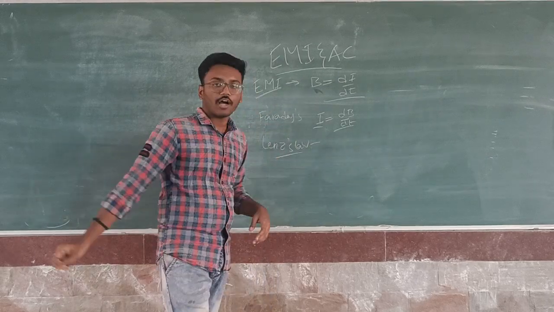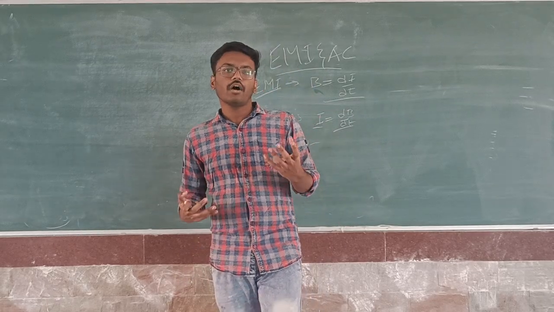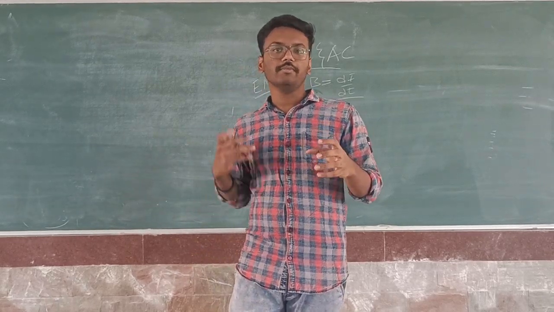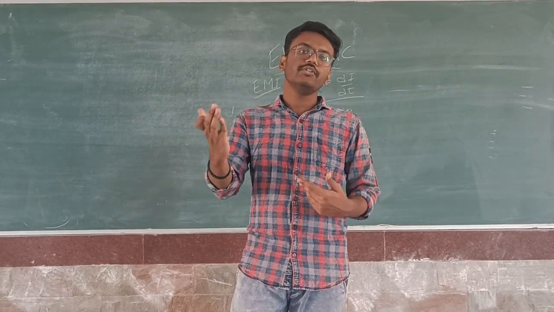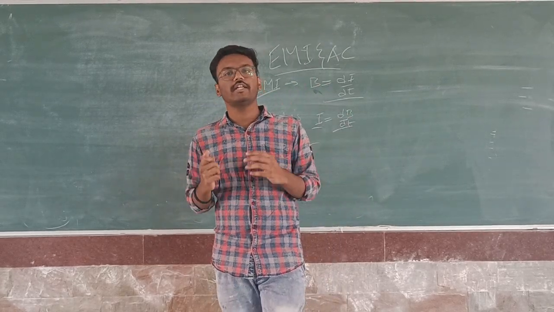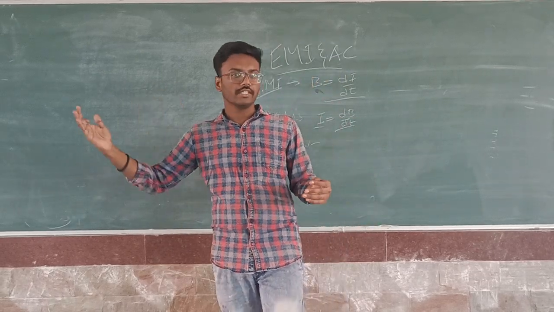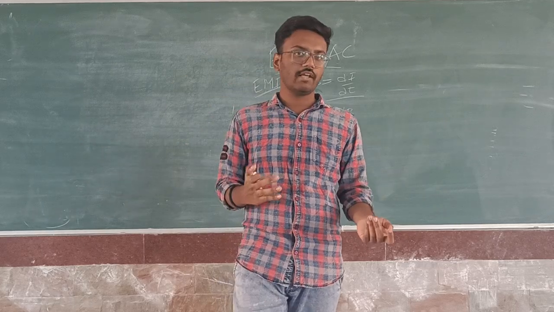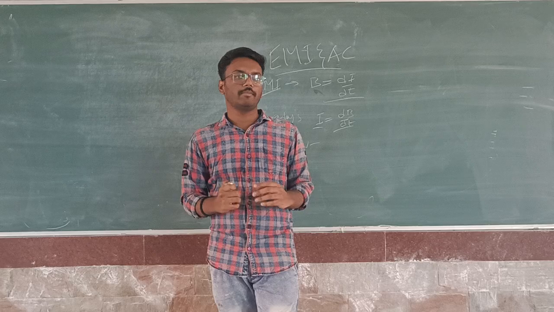It says how the direction of the current in the circuit is determined: the induced current will always oppose the change producing the induced EMF. Why should it oppose? Because of the conservation of energy. Otherwise energy would be created endlessly, which cannot be possible in real life. So the induced current always opposes the induced EMF.